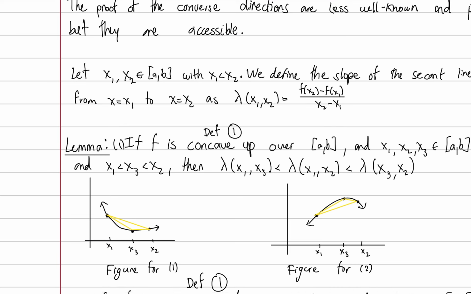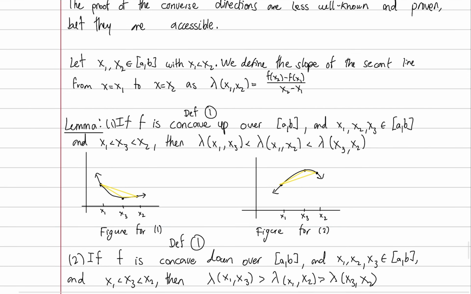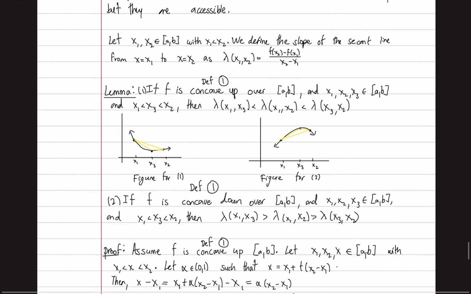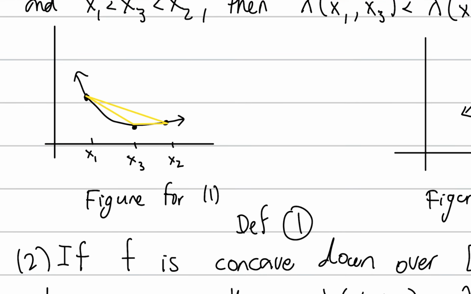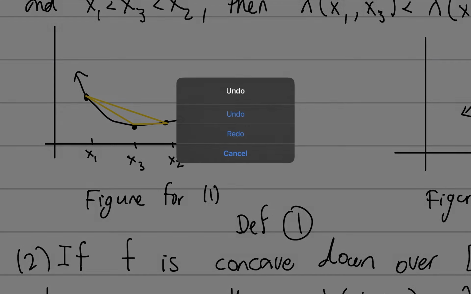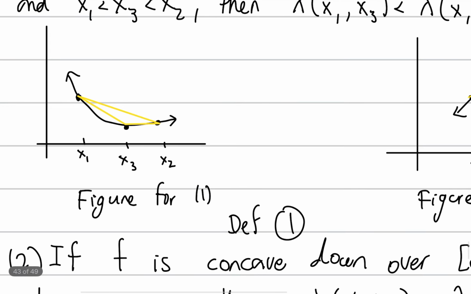So we're going to have to prove a lemma, and there are two parts. If f is concave up by definition 1, which is the standard definition of concavity, over the closed interval, and x1, x2, and x3 are all in the interval, and x3 is between x1 and x2, then lambda of x1 comma x3 is less than lambda of x1 comma x2, which is less than lambda of x3 comma x2. What this lemma is saying is that if a function is concave up, then the slope of the secant line is least between x1 and x3, and then it increases between x1 and x2, and then it increases between x3 and x2.